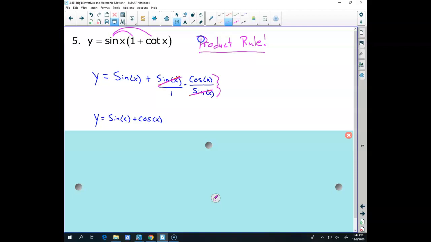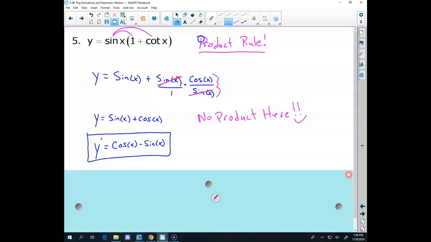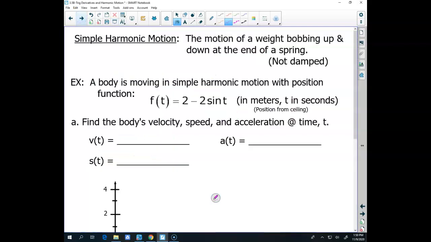There is no product here, which is a very happy thing, because now I can just use one of those properties. The derivative of sine is cosine, and the derivative of cosine is negative sine, to say my derivative should be cosine x minus sine x, and I have the derivative of that little bugger. Okay. Next thing we're going to do is we're going to look at simple harmonic motion here in a second.